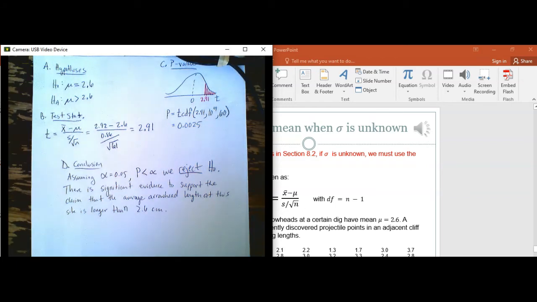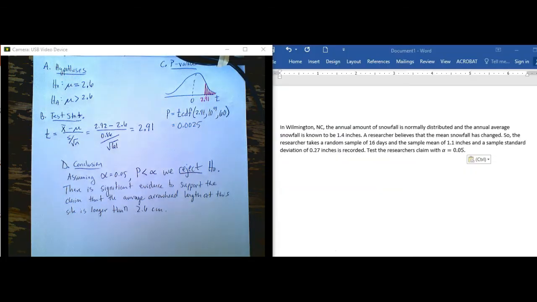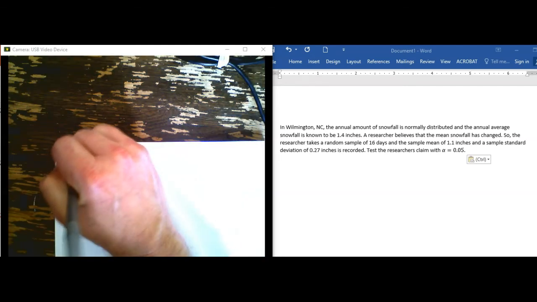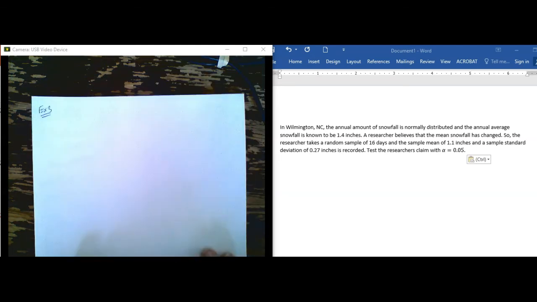All right, you can go ahead and go back to the PowerPoint now. Let's look at this example now, example 3. In Wilmington, North Carolina, the annual amount of snowfall is normally distributed, and the annual average snowfall is known to be 1.4 inches. A researcher believes that the mean snowfall has changed. So the researchers take a random sample of 16 days, and a sample mean of 1.1 inches and a sample standard deviation of 0.27 inches is recorded. Test the researcher's claim at alpha equals 0.05.